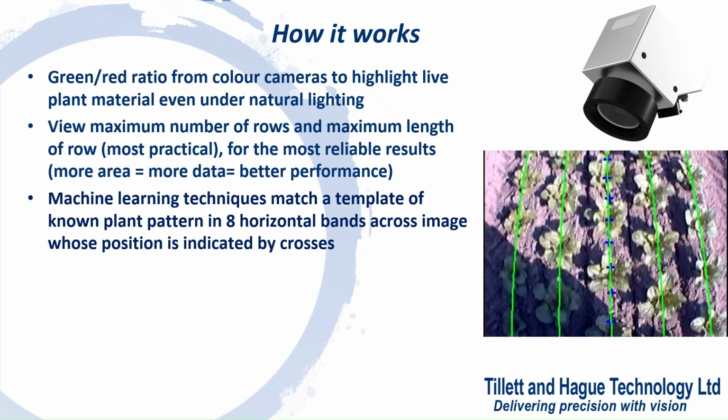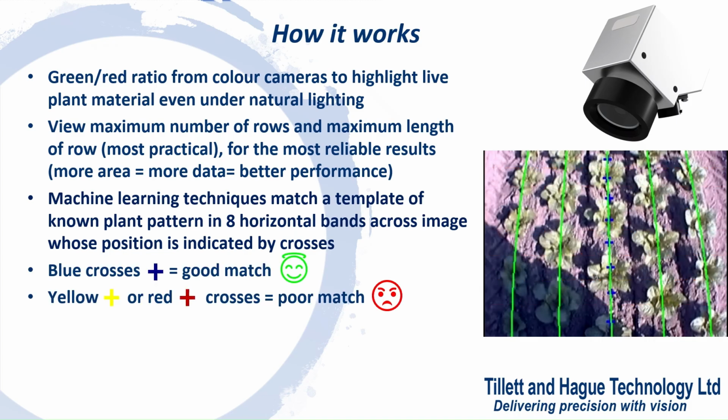For computational convenience, each frame is split into 8 horizontal bands, and the matching is done in each band. The position of those bands is represented by 8 crosses stacked vertically up the centre of the image. A blue cross indicates a good match. Yellow and red indicate a poor match.